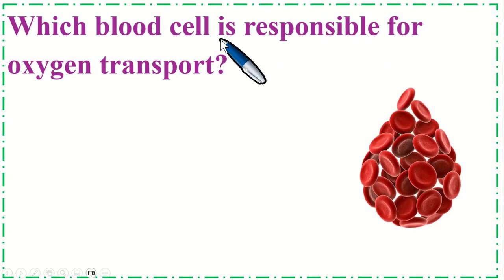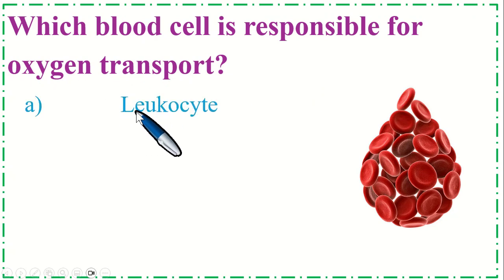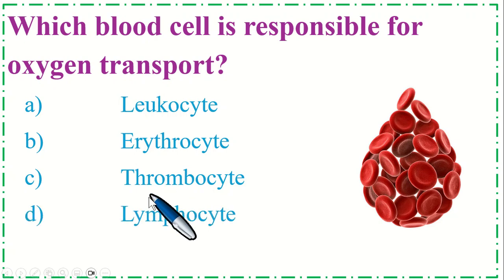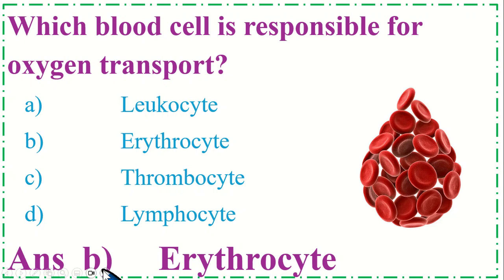Which blood cell is responsible for oxygen transport? Option A leukocyte, B erythrocyte, C thrombocyte, and option D lymphocyte. So the correct option is B erythrocyte.